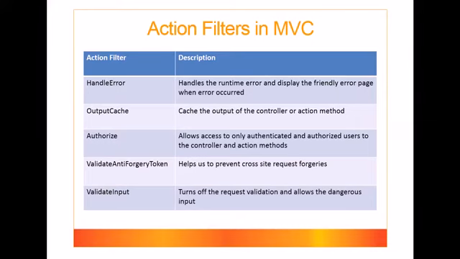Okay. And the next thing is validate input. If we use the validate input action filter, then it turns off request validation and allows dangerous input. As I said, it is somewhat the opposite of validate anti-forgery token. So it will turn off the request validation and allow you to enter dangerous input. So these are some of the built-in action filters which are present in MVC.